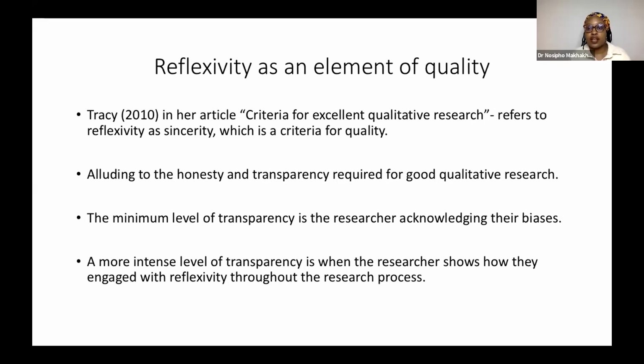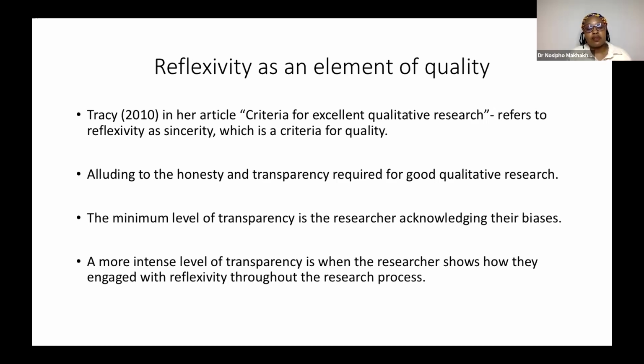And yes, Dr. Catherine has mentioned this, but I'm just going to take a little bit of time on this and just to highlight the role of reflexivity in ensuring that we produce quality in qualitative research. So I am making reference to the article by Tracy. And in her article, Criteria for Excellent Qualitative Research, she refers to reflexivity as sincerity. So sincerity is one of the criteria that we saw on the checklist. And this alludes to the honesty and transparency required for good qualitative research.